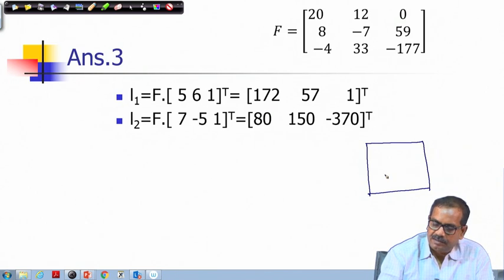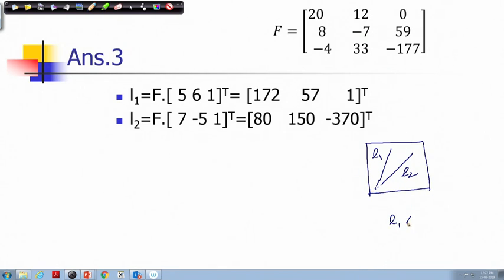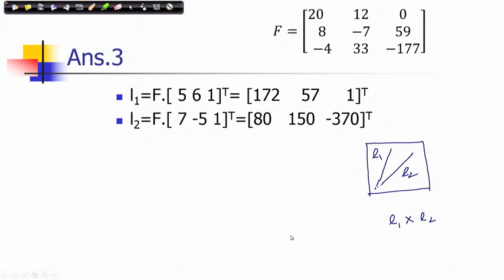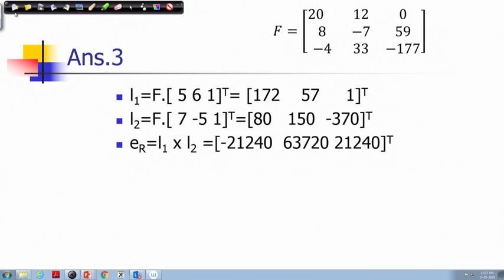image plane where epipolar lines are computed. That means this is the image plane of the second camera. Say this is your L1 and say this is your L2. You know that all epipolar lines intersect at the epipole. So, simply by finding the intersection of L1 and L2, I can get the right epipole. What I need to do is only L1 cross L2. So, that is what we can do here. If I perform L1 cross L2, I will get the epipole.